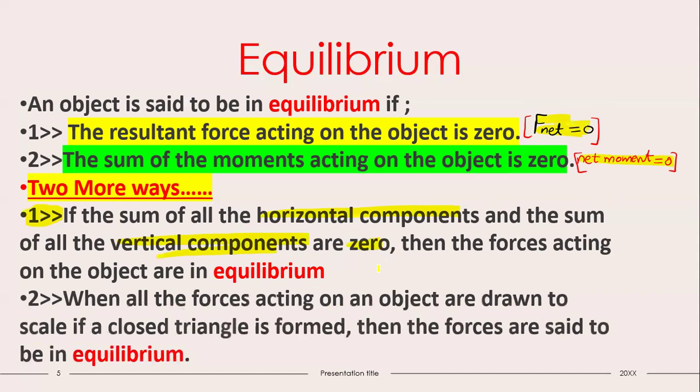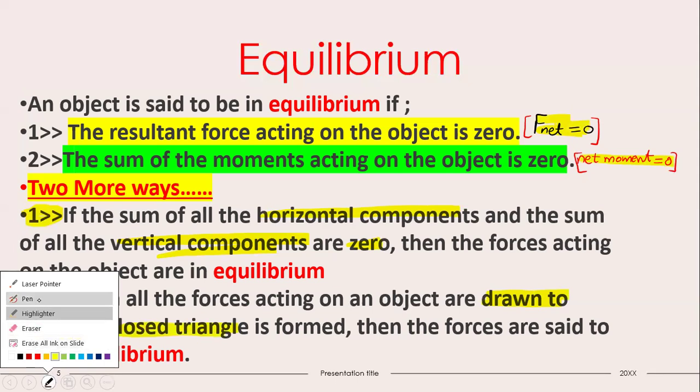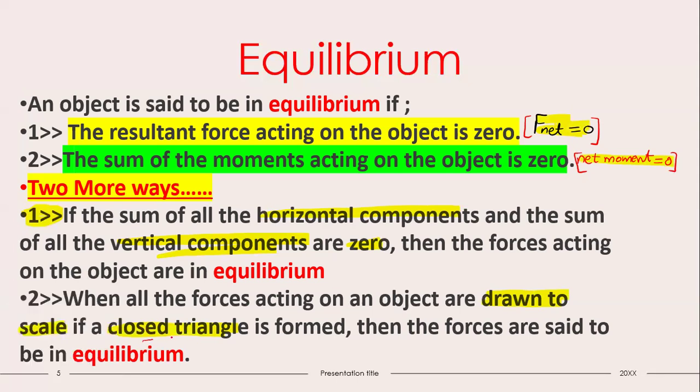The next condition is when all the forces acting on the object are drawn to scale, like if you are trying to draw the triangle of forces, and if you get a closed triangle, then we say that the object is in equilibrium. And remember, what is this closed triangle? It is actually the cyclic triangle, in which all the vectors are arranged in the head to tail rule.